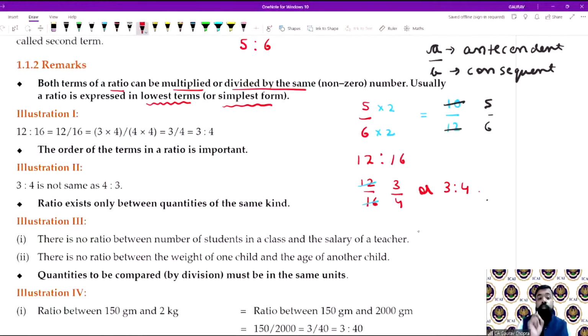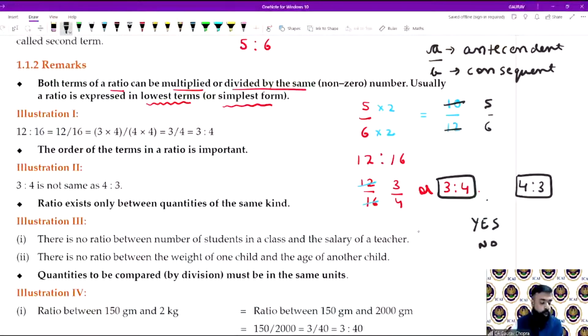Now, one of the most important things we have to remember here: the ratio we have arrived at is 3 is to 4. Can we write this ratio as 4 is to 3? Yes or no? Hit the check box and let me know. Come on, everyone.